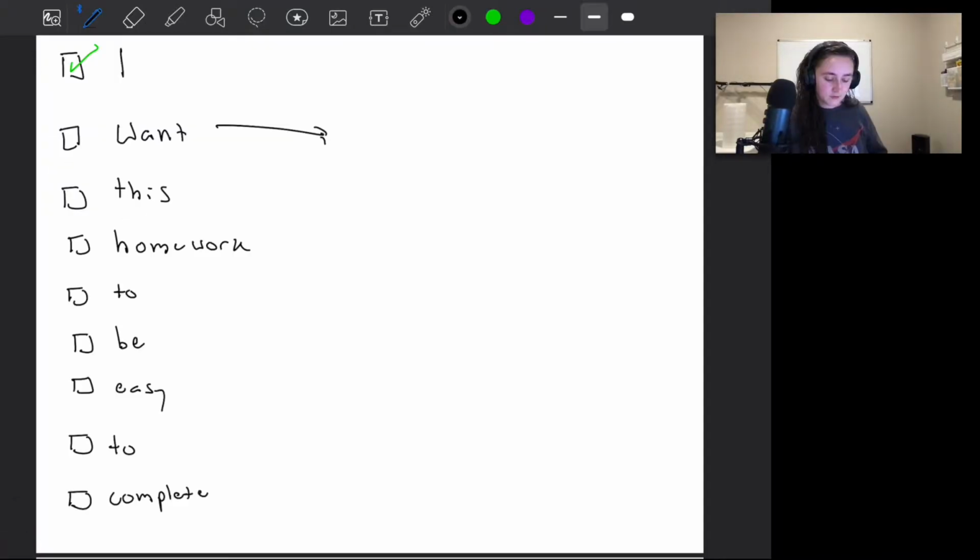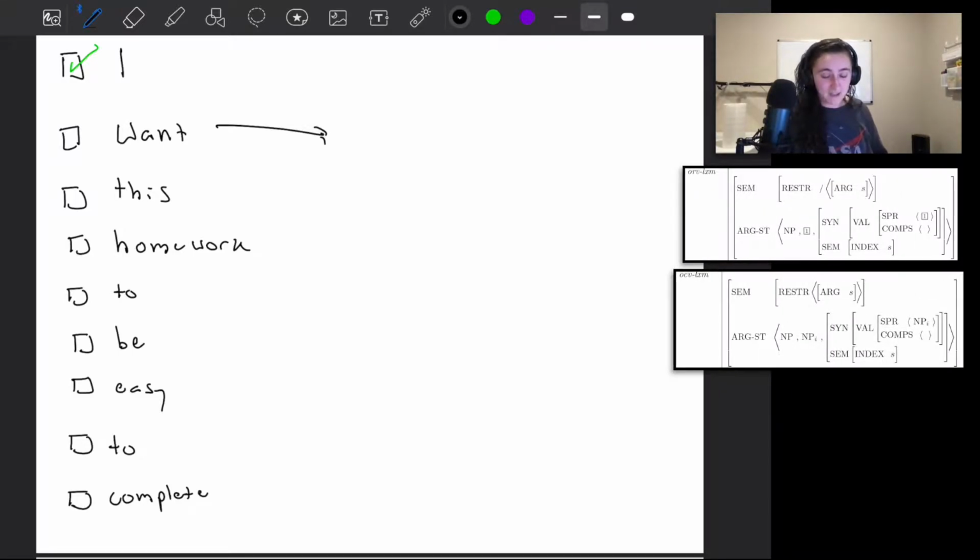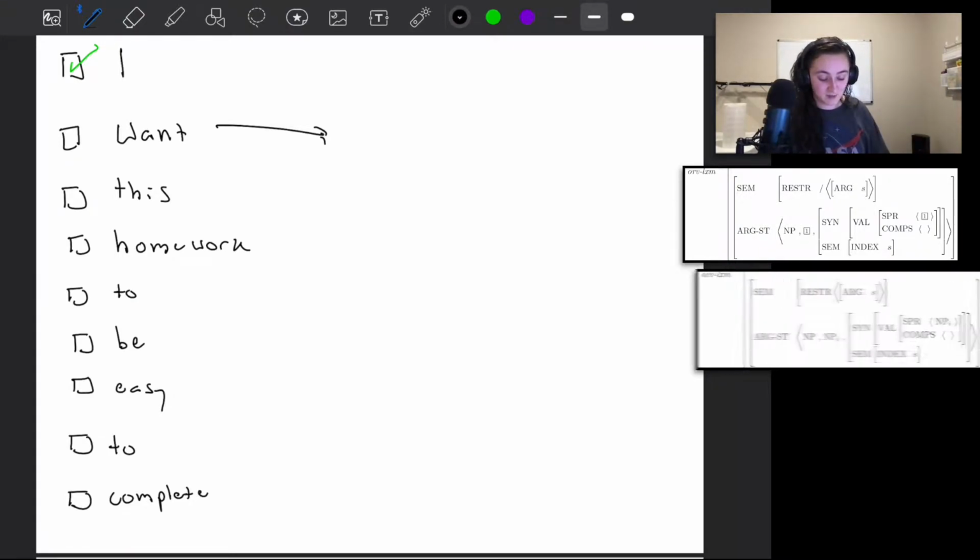as I'm building the tree. So next we have want, and we are deciding whether it's an object raising verb or an object control verb, and I believe it's an object raising verb. It's more similar to expect, so you could say I expect it to rain, but not I persuade it to rain, but you can say I want it to rain. So for that reason, I'm going to say this is an object raising verb.